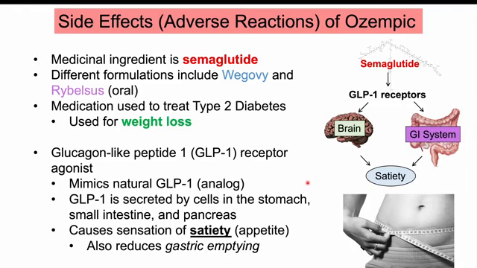And it can also have other effects as well, which is why it can be used for type 2 diabetes, where it actually binds to pancreatic beta cells. These are the cells in the pancreas that secrete insulin, and it helps to regulate glucose-dependent insulin secretion. So this is also another important aspect of why some of the side effects occur, but why it's also helpful in patients who have type 2 diabetes.